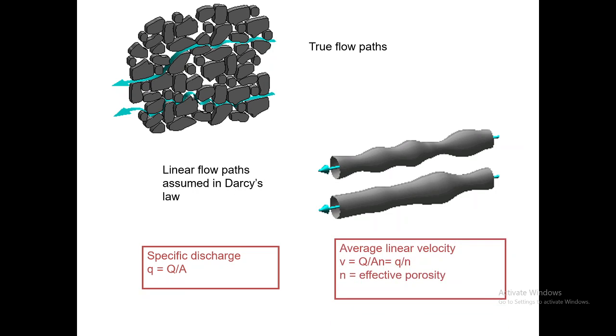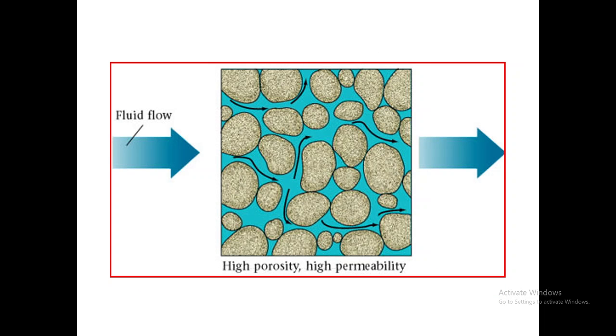So every linear velocity will be expressed in this term, and you can see that V is equal to Q over A multiplied by N. A is multiplied by this N, where N is equal to the effective porosity. So what is effective porosity? It is the only path through which the water is actually moving. It is not the straight line or cross-sectional area, but the effective area through which the water is truly moving.